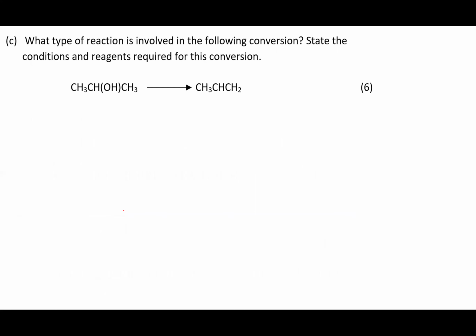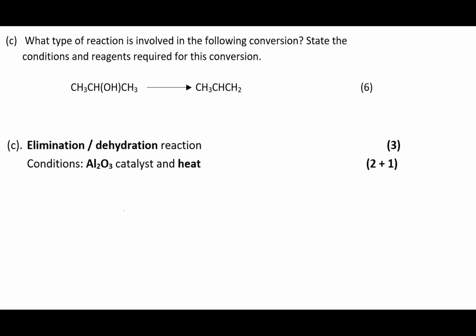What type of reaction is involved in the following conversion? State the conditions and reagents required for this conversion. So it's an elimination reaction or a dehydration reaction, and the conditions are aluminium oxide catalyst and heat. So if you wrote aluminium oxide, that's fine as well. So 3 marks for naming the type of reaction, and 2 + 1 with your conditions and reagents.